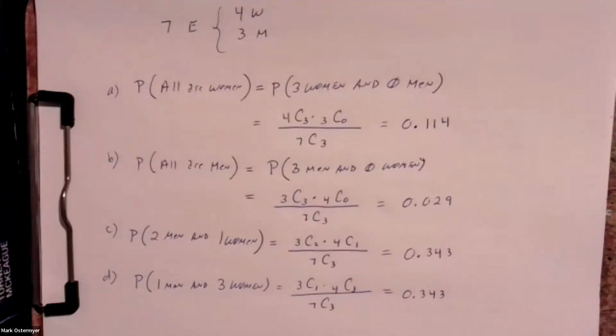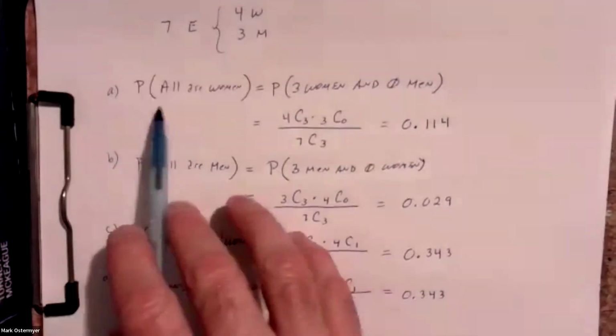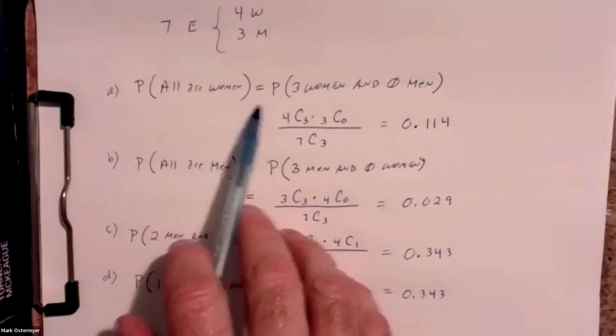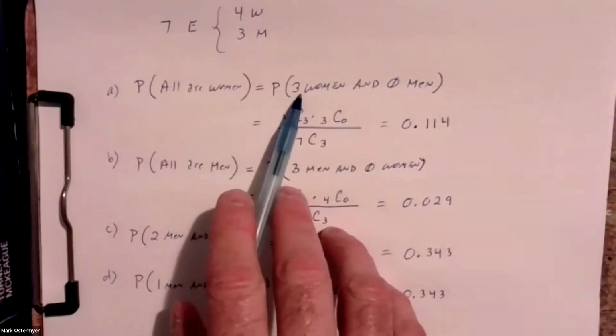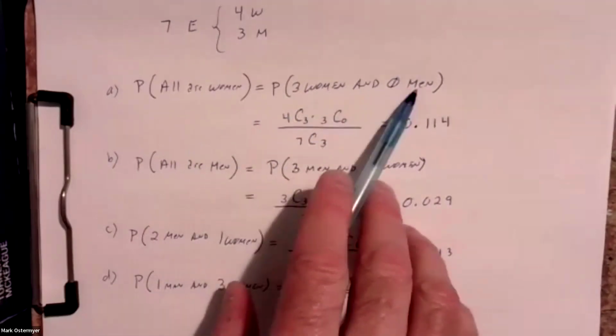Now, we have 7 executives to choose from totally. 4 are women, 3 are men. If we randomly select 3 of these executives, what's the probability that all of them selected will be women? That is to say, what's the probability that 3 women will be selected and 0 men will be selected?